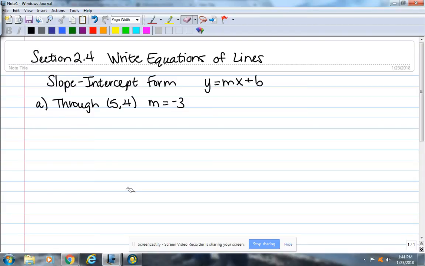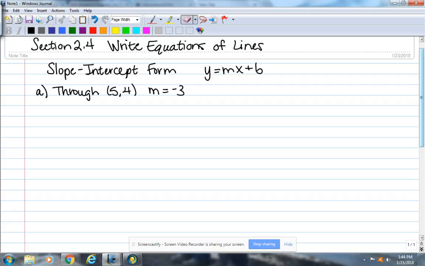Okay. So section 2.4, we're writing equations of lines. And there's a lot of different equations of lines that we learned about in Algebra 1. We're not going to go over all of those. We're just going to focus on slope-intercept form, which is the main one, the one we focused on the most in Algebra 1. It's also probably the easiest and the most common.